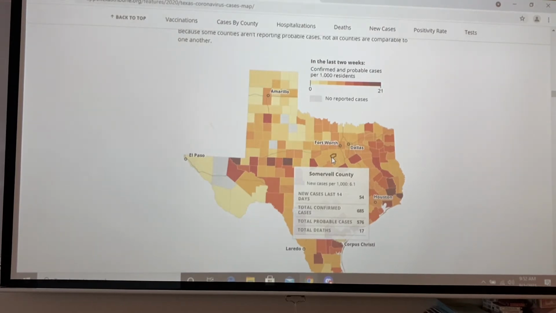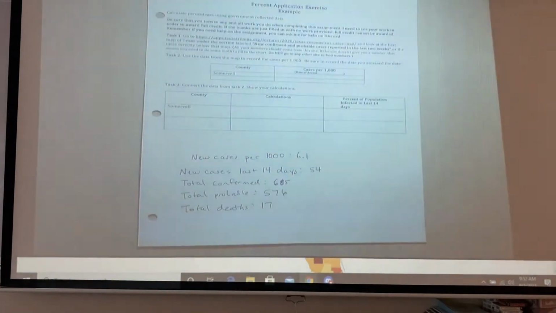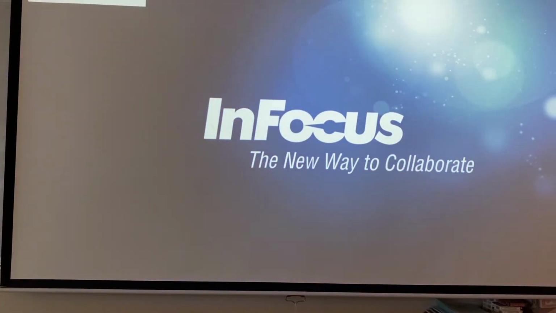Okay, that's really all I need that map for. Now that I have those numbers, I'm just gonna look at this piece of paper. So for each county, that's what you're gonna need, is that little box up there.